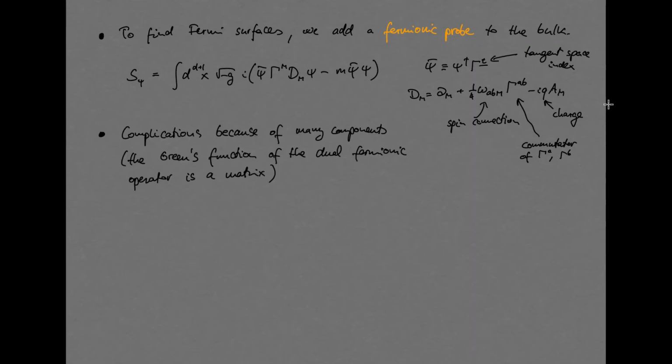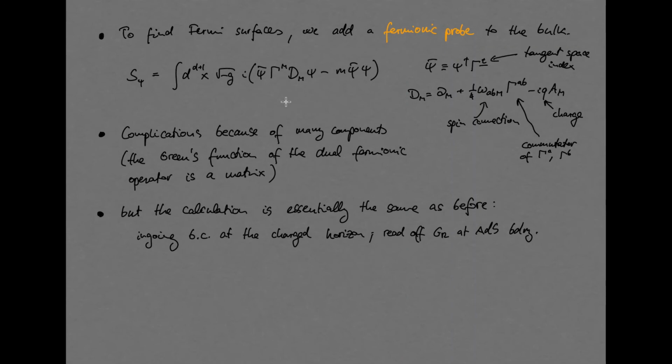Okay, so now you want to solve the Dirac equation that comes from this action in the AdS Reissner-Nordstrom geometry. Compared to the scalar field, there are complications, mainly because this psi field contains many degrees of freedom. It has many components, and the Green's function of the dual fermionic operator is also a matrix. But otherwise, the calculation is essentially the same as before, same as for a scalar field. We want to set an ingoing boundary condition at the charged horizon of the planar black hole. You evolve the equation to the UV and read off the retarded Green's function at the AdS boundary.